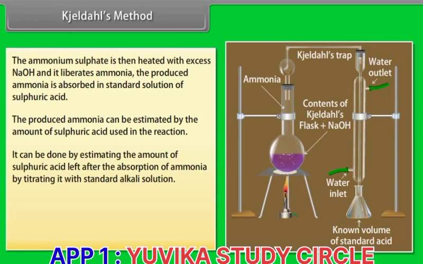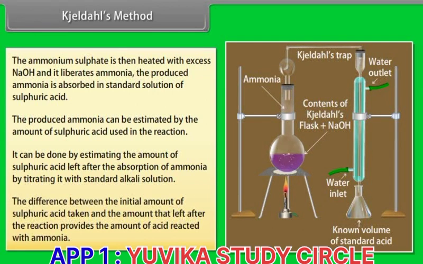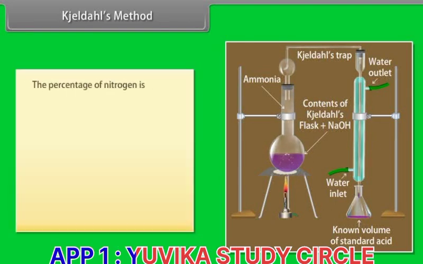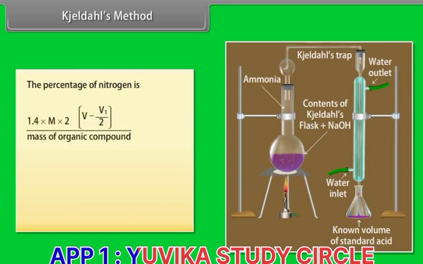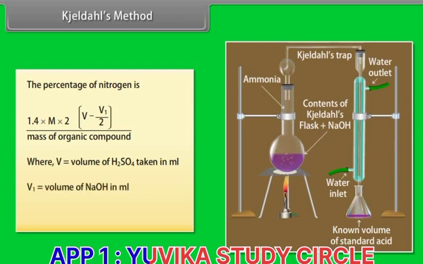It can be done by estimating the amount of sulfuric acid left after the absorption of ammonia by titrating it with standard alkali solution. The difference between the initial amount of sulfuric acid taken and the amount that is left after the reaction provides the amount of acid reacted with ammonia. The percentage of nitrogen is 1.4 into M into 2 times of the difference between V and V1 by 2, divided by mass of organic compound, where V is equal to volume of H2SO4 taken in milliliters, V1 is equal to volume of NaOH in milliliters, M is equal to molarity of H2SO4.